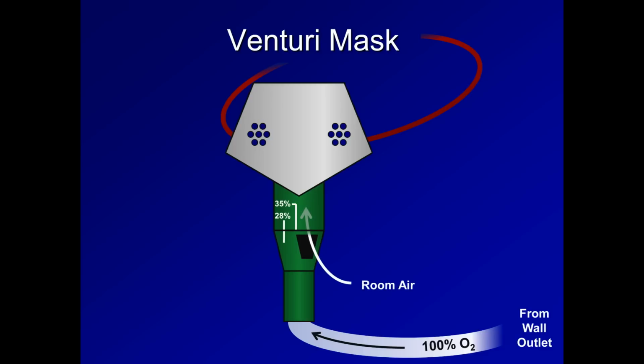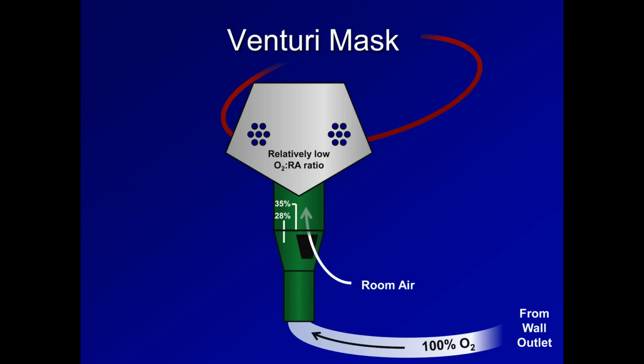The hole is made the exact size necessary for the ratio of oxygen to entrained room air to result in a specific FiO2. The beauty of this process is that once the flow rate of oxygen from the wall outlet surpasses a certain threshold, any additional oxygen flow that is added only serves to proportionally increase the entrainment of outside air, such that the ratio remains constant. In other words, with this example, whether the wall outlet is set up to 5 liters, 10 liters, or 15 liters, the FiO2 will be a rock-steady 28%.